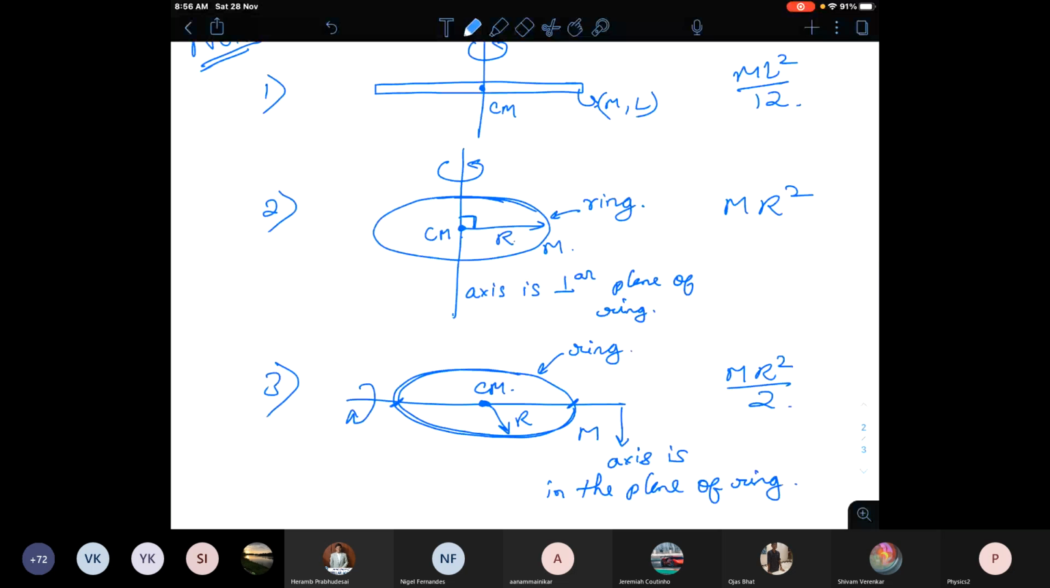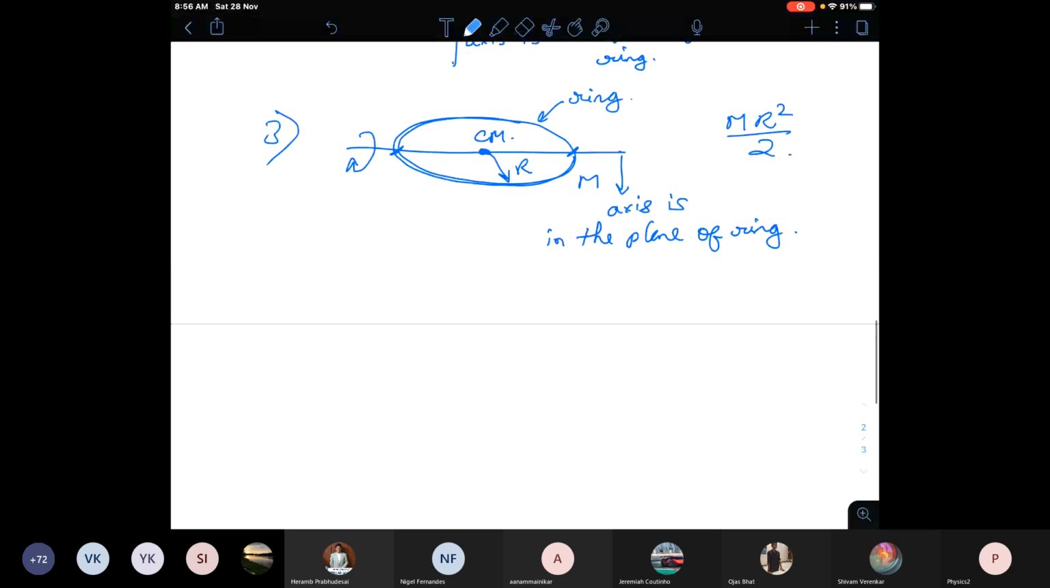We are just remembering the result. We don't have to go into integration and all, we don't have to worry about it that much. You have to just remember the results, because that is the thing which we are going to use further. No one is going to ask us the derivation, so we don't have to worry about it. Fourth is your disk.